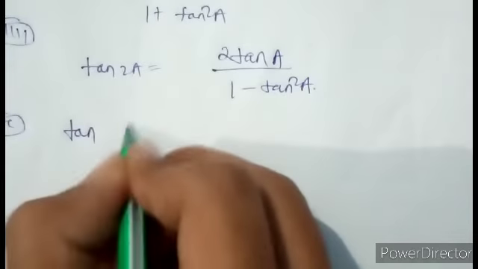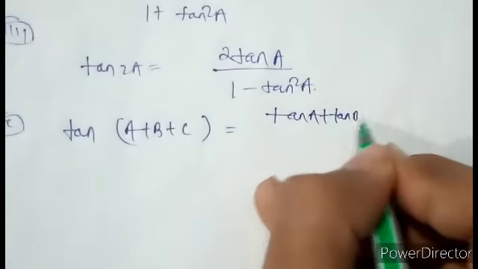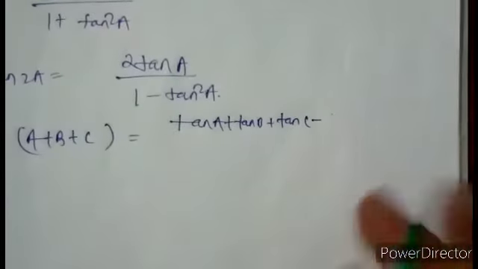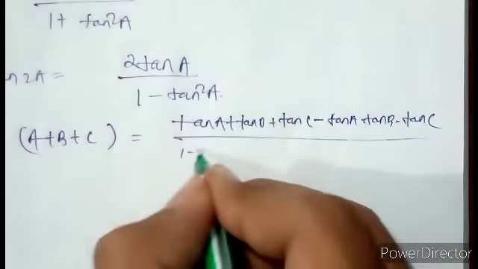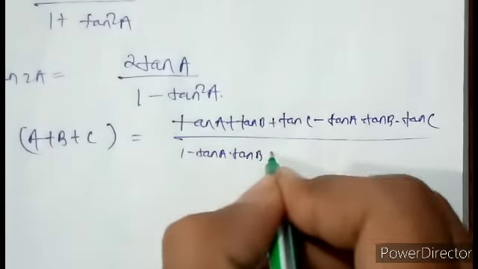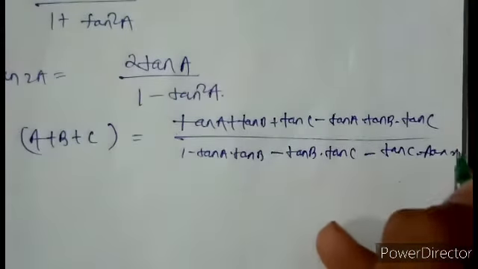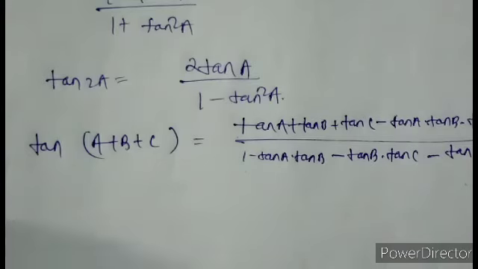Then come to the formula tan(A+B+C), that is equal to tan A plus tan B plus tan C minus tan A tan B tan C upon 1 minus tan A tan B minus tan B tan C minus tan C tan A. This is the formula of tan(A+B+C).